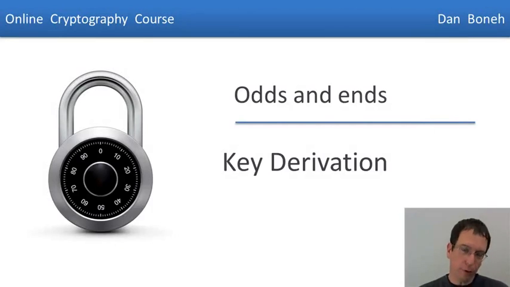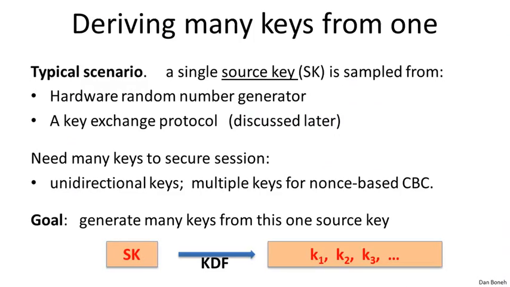Well, we're almost done with our discussion of symmetric encryption. There are just a couple of odds and ends that I'd like to discuss before we move on to the next topic. So the first thing I'd like to mention is how we derive many keys from one key. And actually this comes up all the time in practice. So I'd like to make sure you know how to do this correctly.